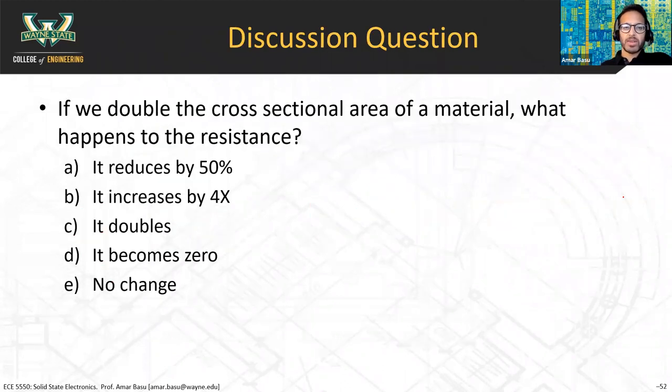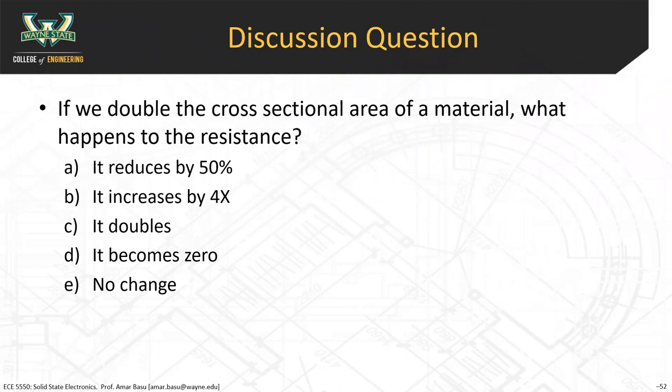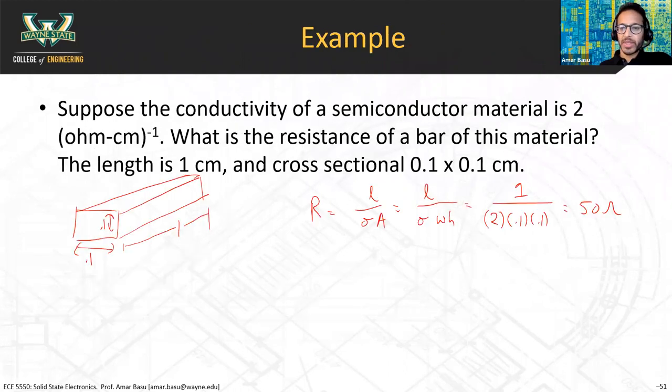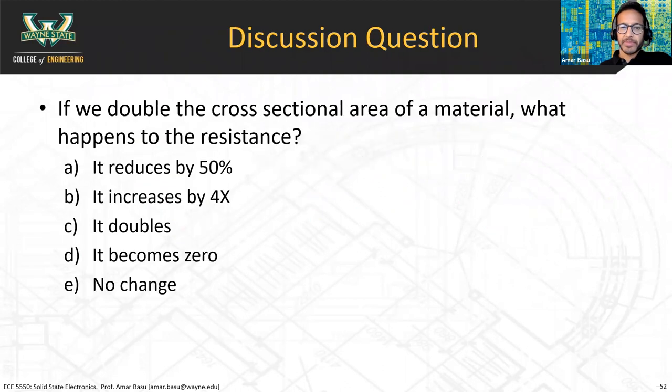Discussion question. If we double the cross-sectional area of a material, what happens to the resistance? We talked about what would happen to the electric field. So now, what would happen to the resistance? Would it get reduced by 50%? It would go down by 50%, right? Because the cross-sectional area is in the denominator. So if we double the cross-sectional area of the material, the resistance goes down.